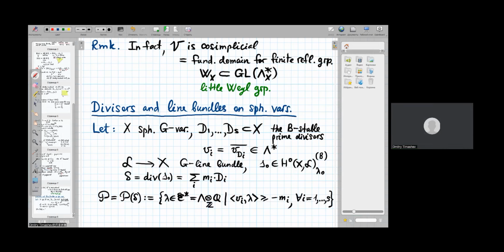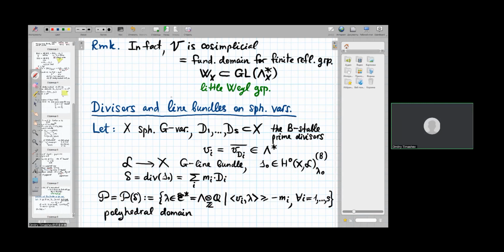Okay? So this set P is given by a finite set of linear inequalities on lambda, yeah? So this is a polyhedral domain. This P is a polyhedral domain in this vector space E star. It may be unbounded. So this set of inequalities may define an unbounded polyhedral domain, or sometimes a bounded polyhedral domain.